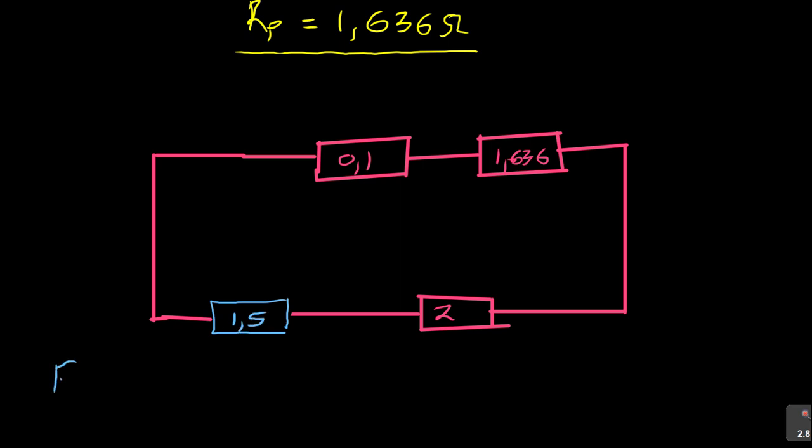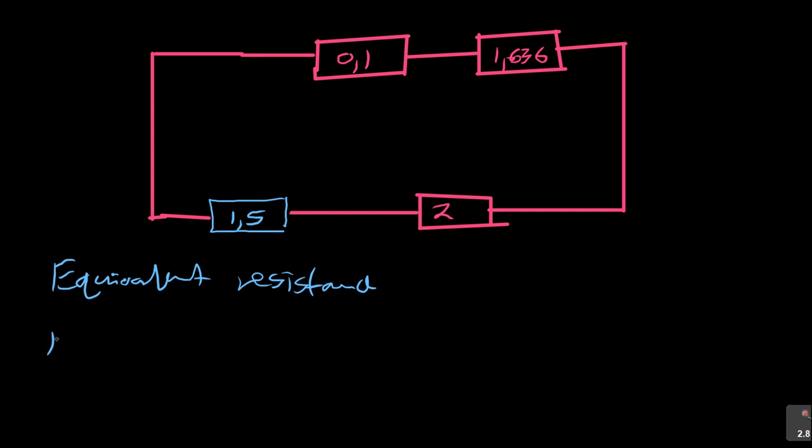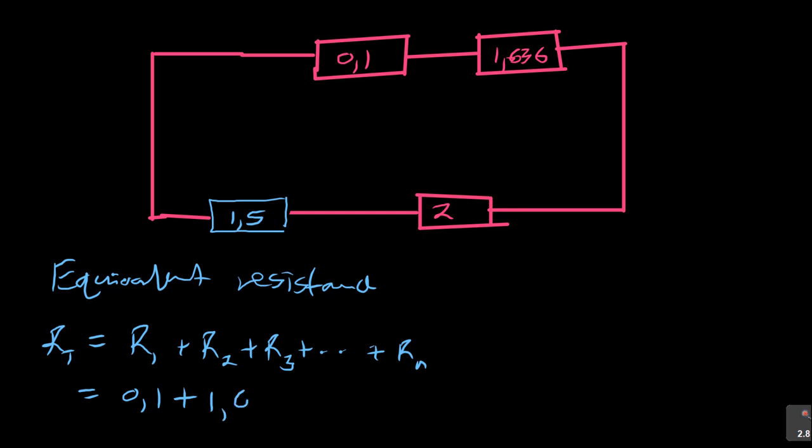So now when you're talking about equivalent resistance, what you are saying is the total resistance including the internal resistance. That's where now we are going to write your RT is equal to your total. Remember, it's in series now, which is RS. This R1 plus R2 plus R3 plus up to Rn, whatever the case, which is equal to 0.1 plus 1.636 plus 2 plus 1.5.